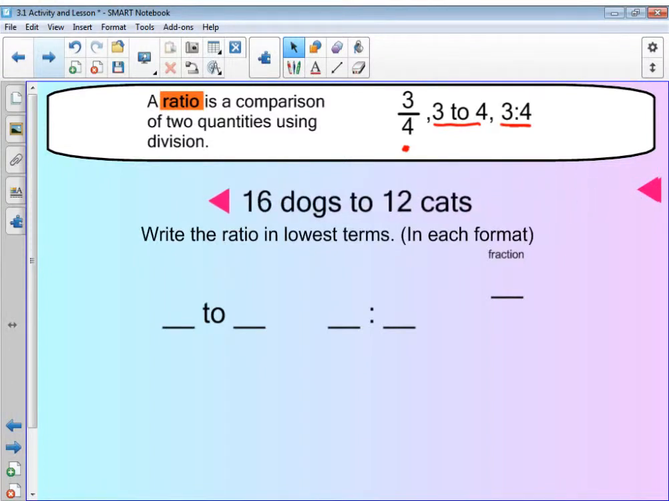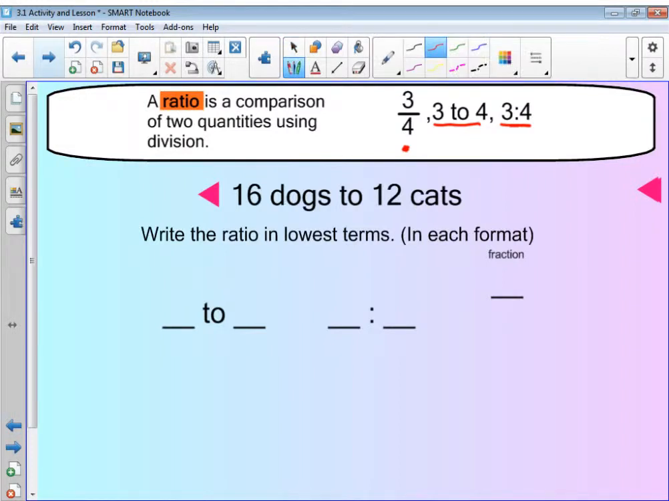Okay, so here's our first scenario: 16 dogs to 12 cats. The key thing to remember is when you're working with a ratio and you have a word problem, you go in the order that it's stated. So working left to right, if I'm going to work in these two formats, I would do 16 dogs first to 12 cats. Now here's the thing.